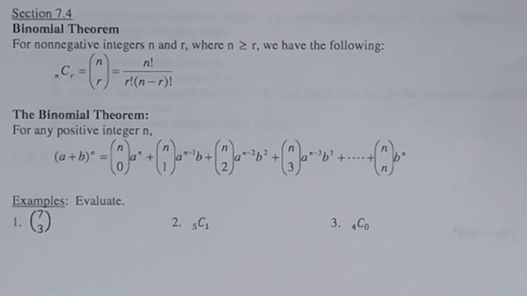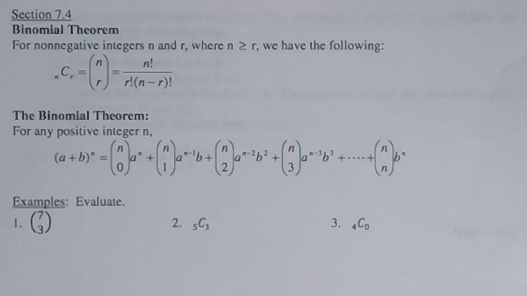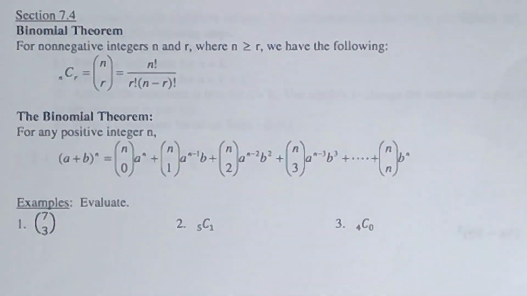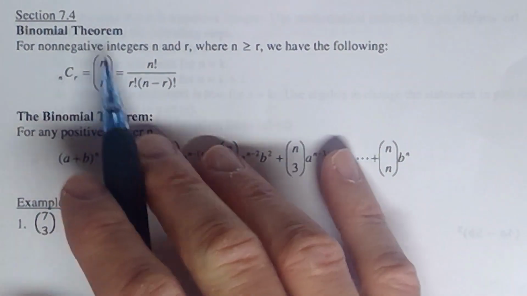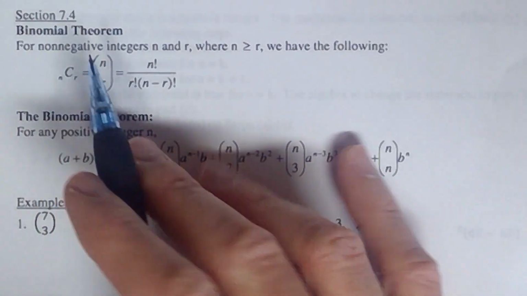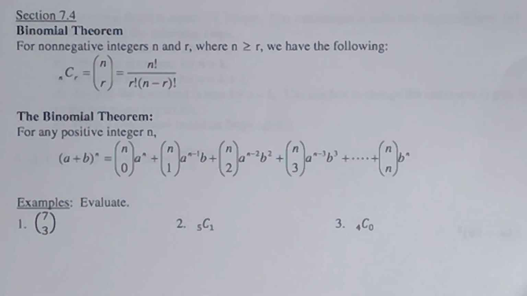Hello, this is Mr. Wakefield again, and we are now in our second to last section in Math 130, section 7.4. The main topic is this thing called the Binomial Theorem. We'll get to that in a few minutes, but we need to look at a few things first that'll help us with that.